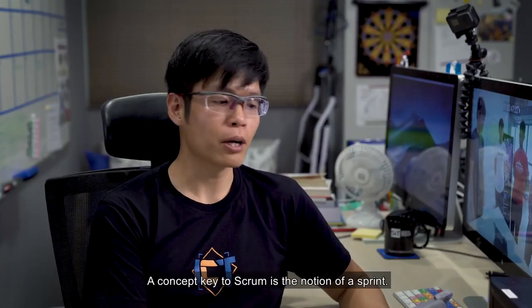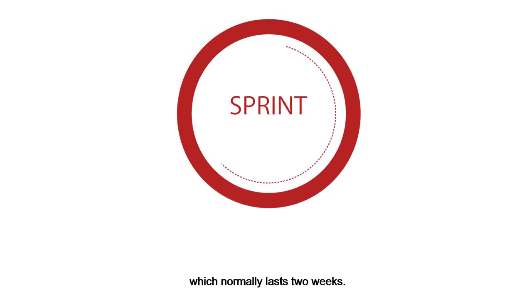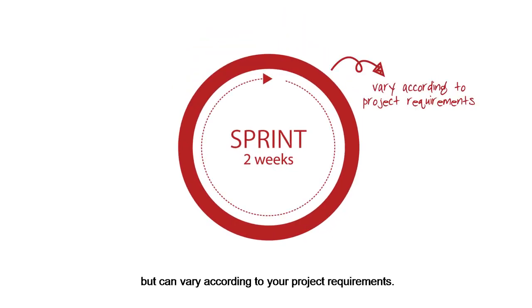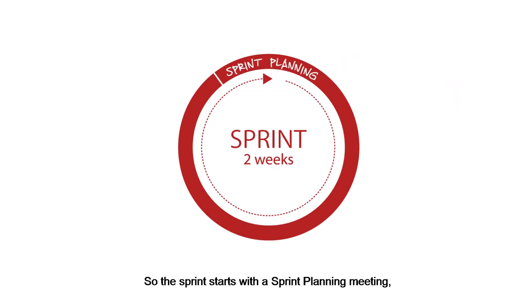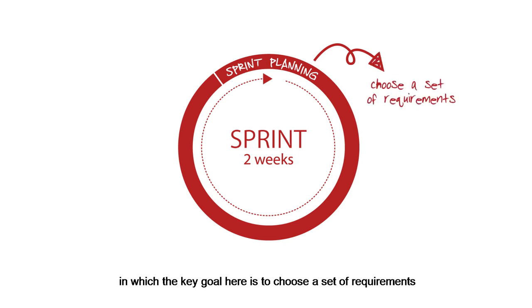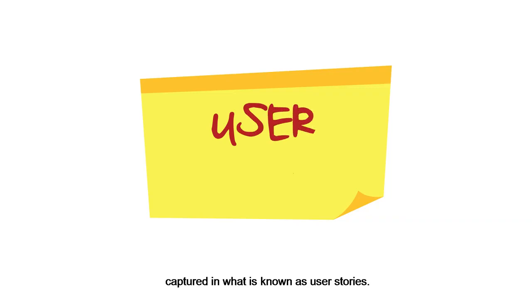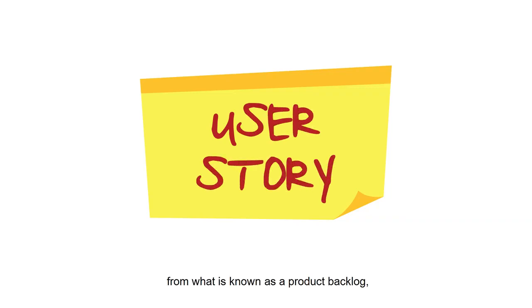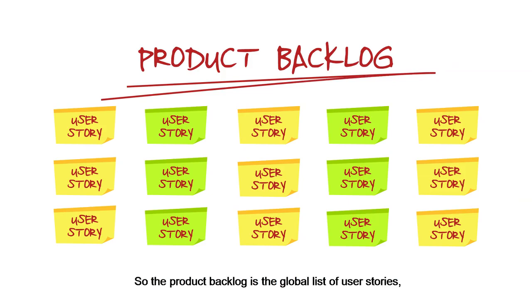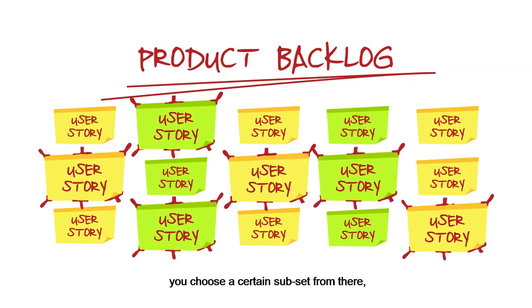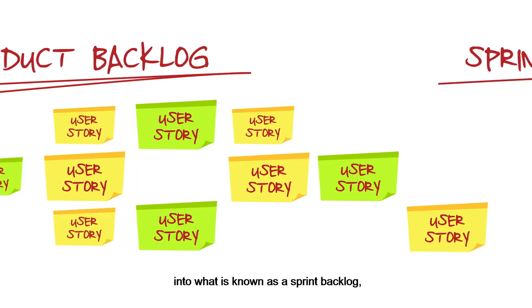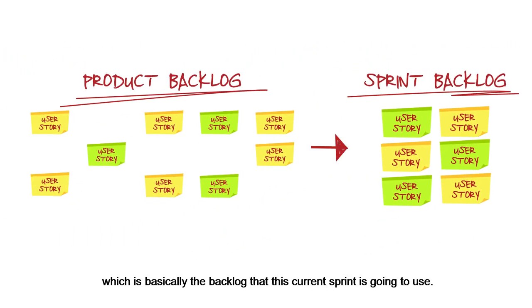So a concept key to Scrum is the notion of a sprint, which normally lasts 2 weeks but can vary according to your project requirements. So the sprint starts with a sprint planning meeting, in which the key goal here is to choose a set of requirements captured in what is known as user stories from what is known as a product backlog. So product backlog is the global list of user stories. You choose a certain subset from there into what is known as a sprint backlog, which is basically the backlog that this current sprint is going to use. So that is the sprint planning meeting.